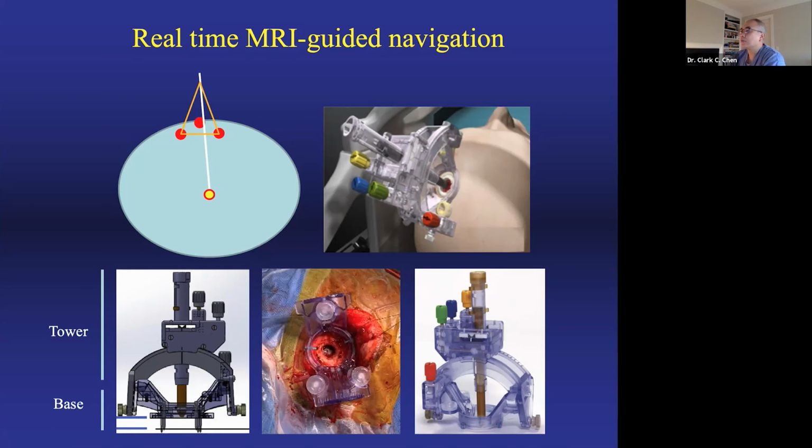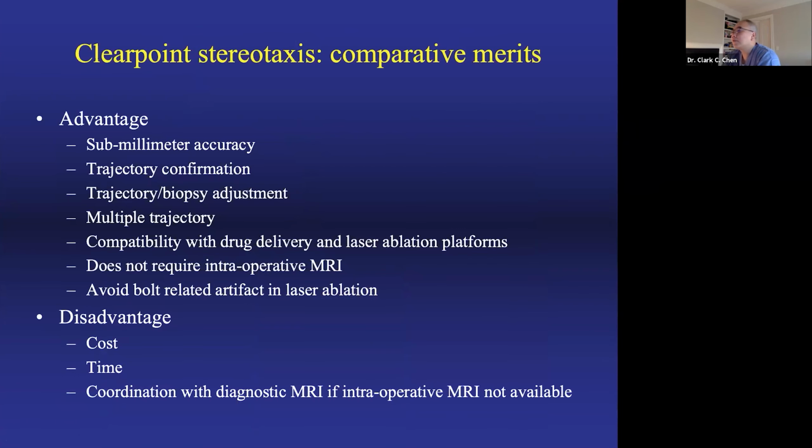And that's essentially the principle of ClearPoint stereotaxis. What are the advantages and the disadvantages of the system? Well, the one major advantage is that one could achieve sub-millimeter accuracy in terms of trajectory and target definition.